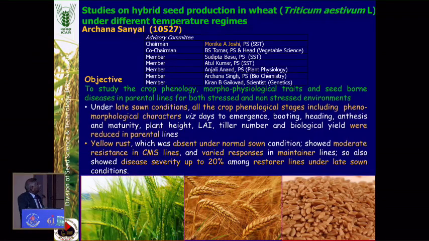Archana worked on hybrid seed production in wheat under heat stress. Under the late sown condition, she found that all the crop phenological stages, including phenomorphological characters, were reduced amongst the parental lines. Yellow rust, which was absent under normal sown conditions, was moderately resistant in CMS lines. Varied responses in the maintainer lines also showed disease severity of up to 20% amongst the restorer lines under late sown conditions.